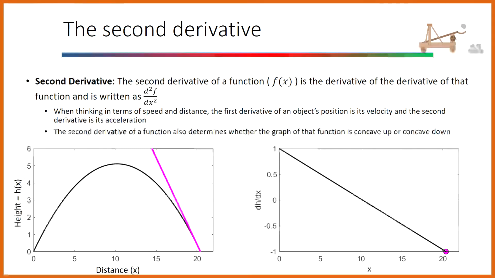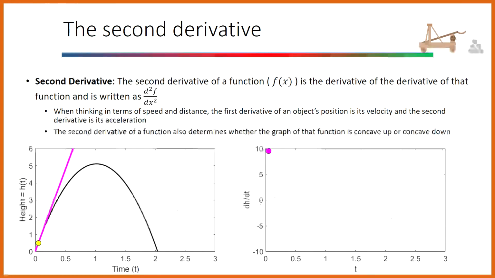But first I'm going to plot height against not distance, but time. Now we have a plot of height versus time on the left, and we've got a plot of the derivative of height versus time on the right. The derivative of height versus time is nothing more than the vertical component of the velocity vector. So it tells us how fast our boulder is traveling either up or down.